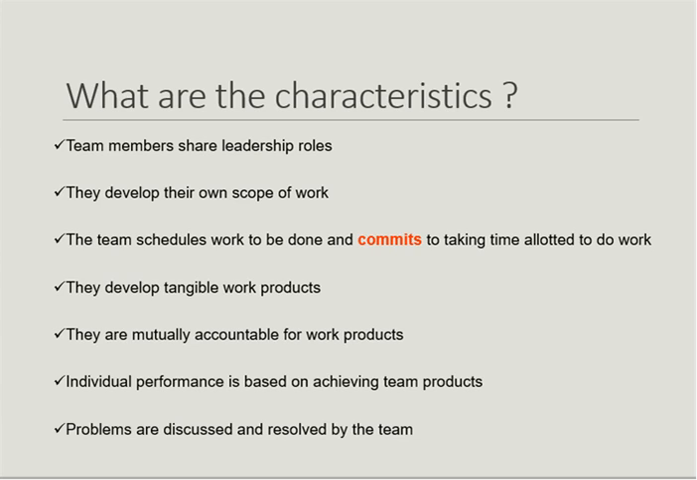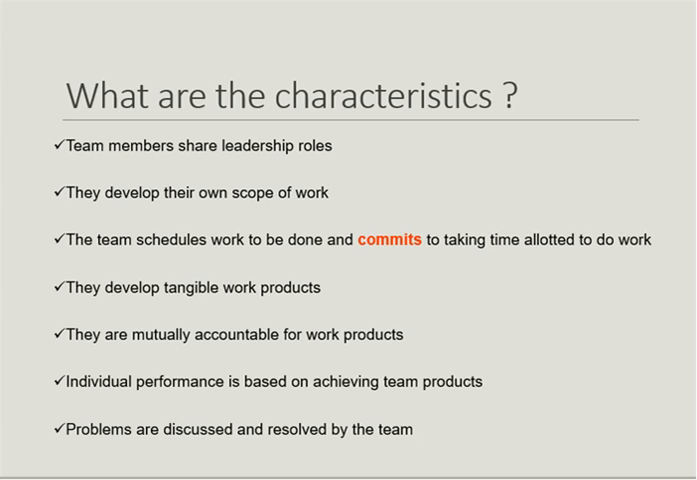Then the other one is that they should have their own scope of work. You should not be telling them what to do and what not to do. They should know how they should work together to achieve that goal for the organization. They should set their schedules. They should commit themselves to complete that work in the time allocated by the organization. They should develop tangible work products. They should not be working on products which are invisible to the organization or to the users, or say that they have done the work but it is not shown by their progress. So they should be working on tangible work products.